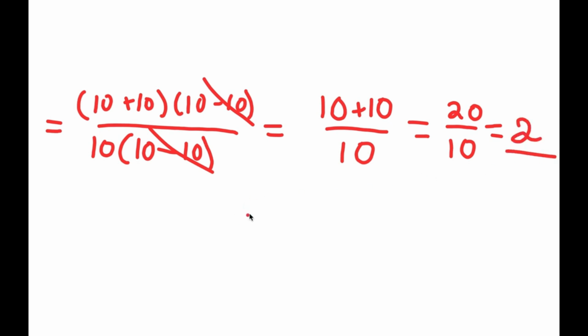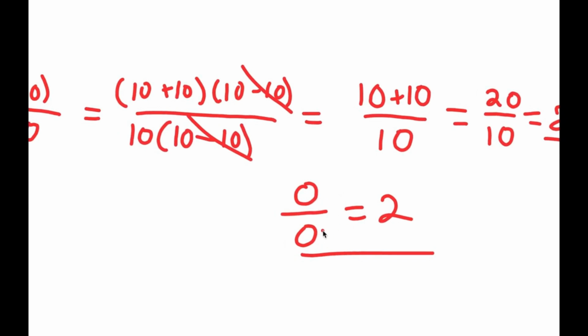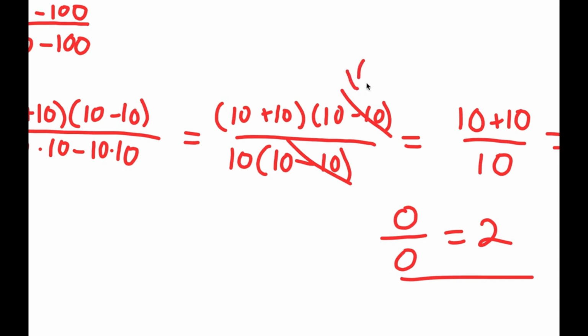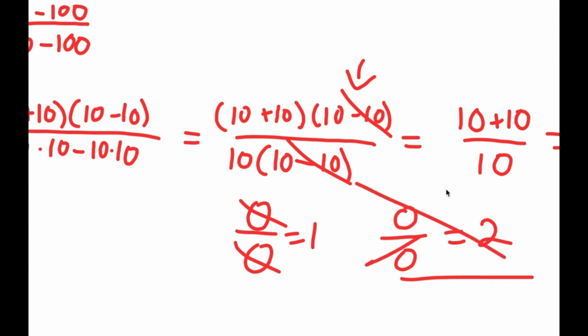So there, I just proved that 0 over 0 is equal to 2. So, obviously, 0 over 0 is not 2, so where did I go wrong? Well, I went wrong right here. Remember how I canceled out the 10 minus 10 over 10 minus 10? Well, what is 10 minus 10? 10 minus 10 is 0. So that's saying that 0 divided by 0 is 1. And I can't cancel these two out because 0 divided by 0 is not 1. So that is wrong. And 0 divided by 0 is not equal to 2.